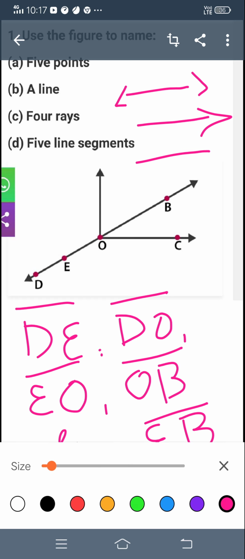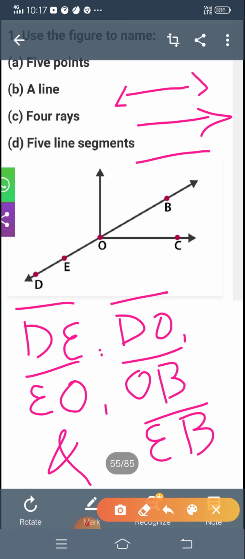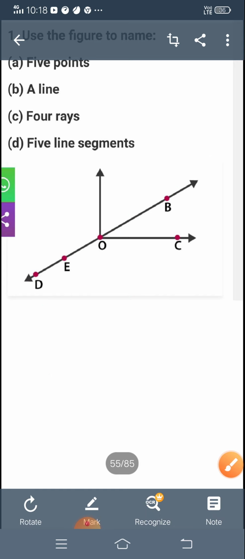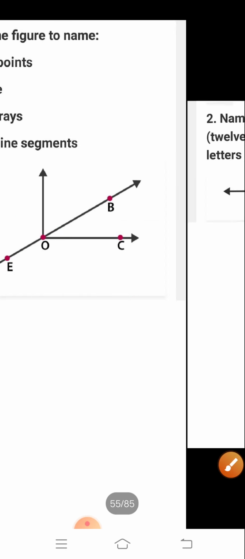To see once again, that is DE and DO, and next EO and OB, and also the last one, EB. So these are a few line segments. Okay, this is about your first question. Let us move to the second one.